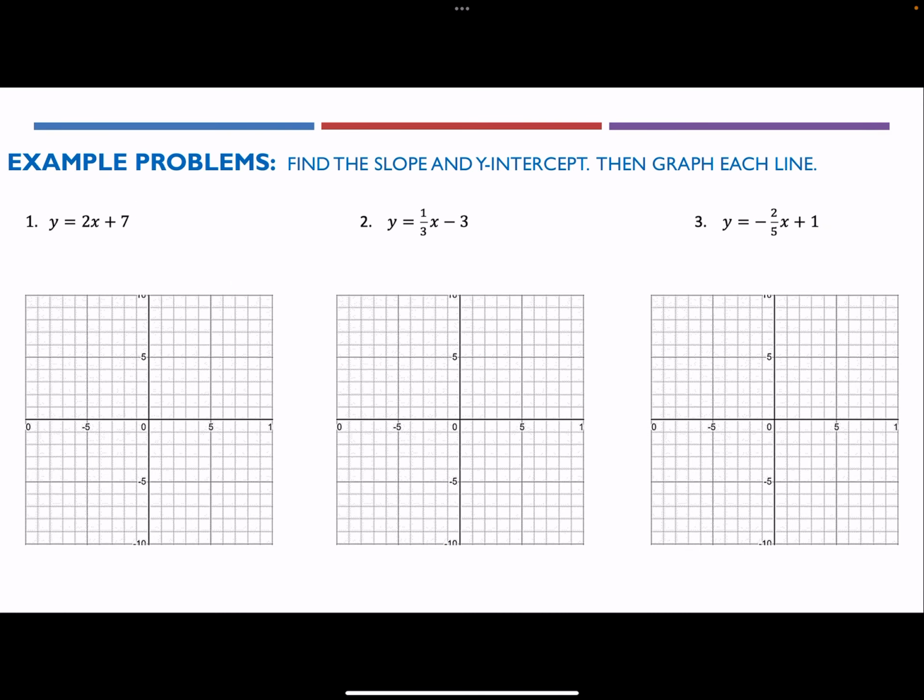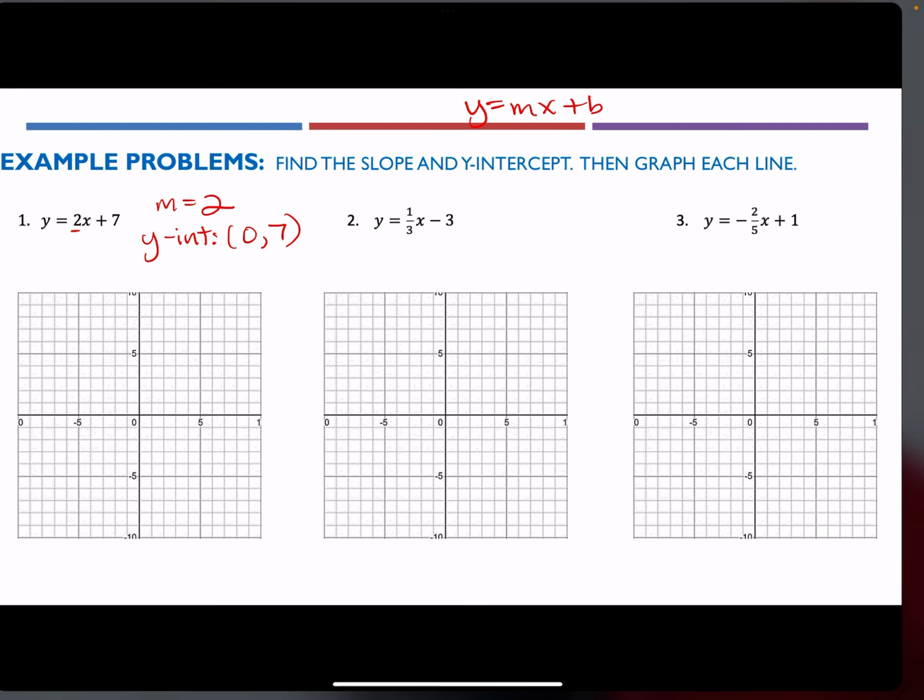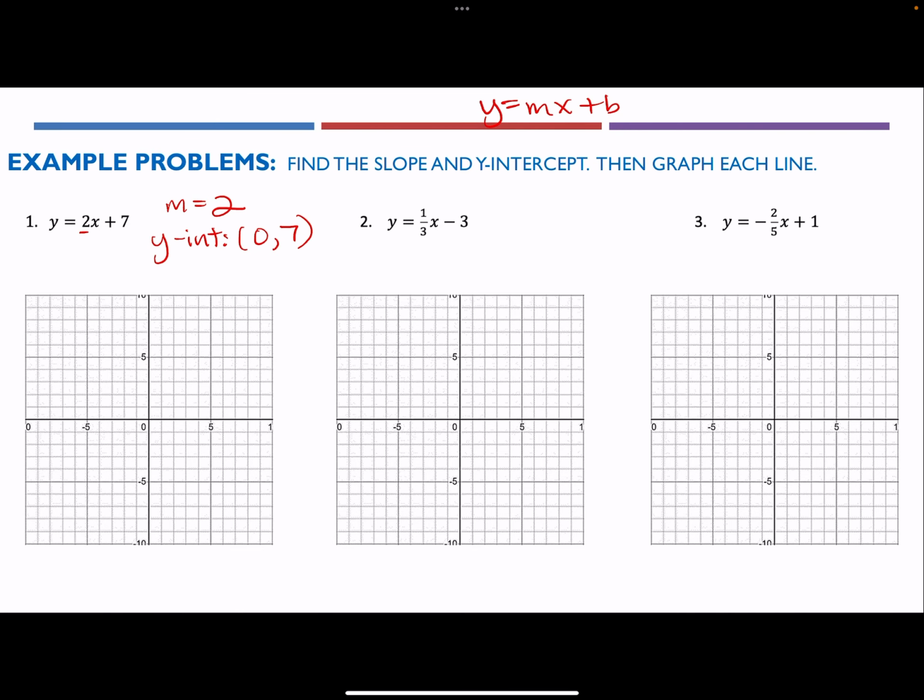So we're going to find the slope and the y-intercept, then we're going to graph each line. So number 1, again, y equals mx plus b. My slope is that 2 that's in front of the x. My y-intercept, I know the b value is 7, but my y-intercept is 0, 7. I'm going to plot the point at the y-intercept first. So the point 0, 7 is right there.